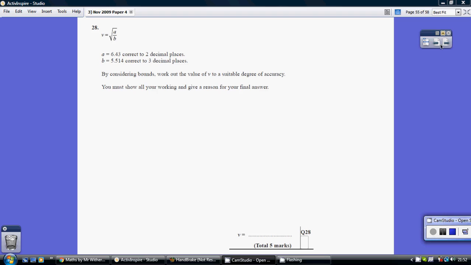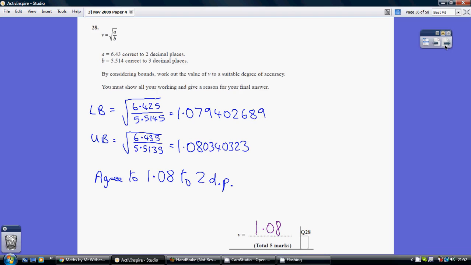Question 28. Now, when it says by considering bounds work out the value of v to a suitable degree of accuracy, you've got to work out the lower bound and the upper bound and take it from there.